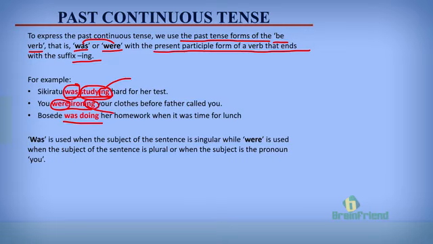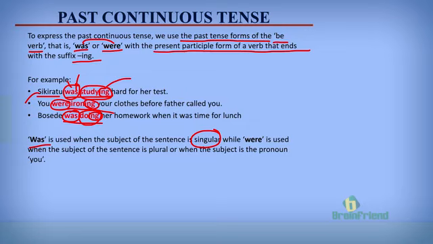Bosade was doing her homework when it was time for lunch. Here also we find was, the past tense form of a be verb, and the present participle form of the verb do, which is doing. Now, the verb was is used when the subject of the sentence is singular. Please note this. We use the verb was in past continuous tense only when the subject is singular, just like we have on the board. Sikiratu was studying. The subject is Sikiratu, and Sikiratu refers to just one person. So we use the verb was.